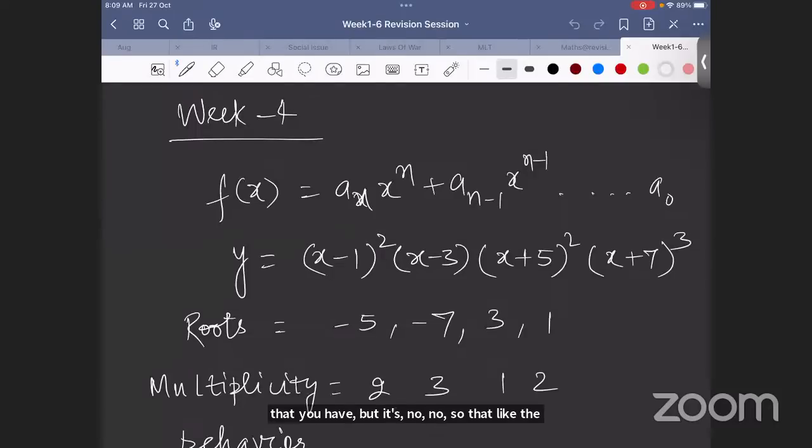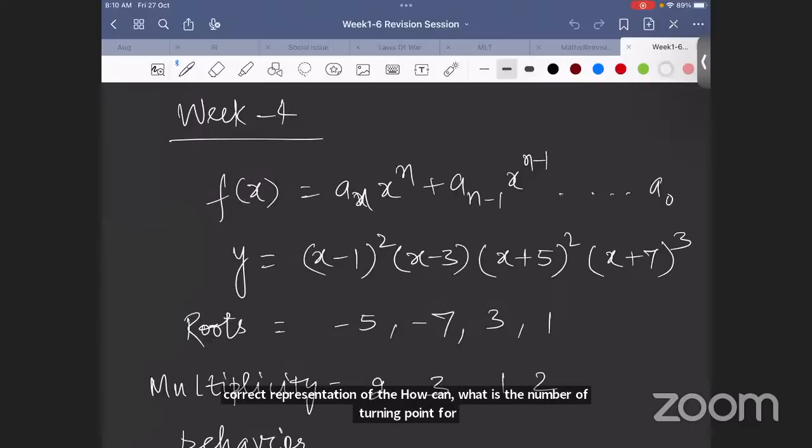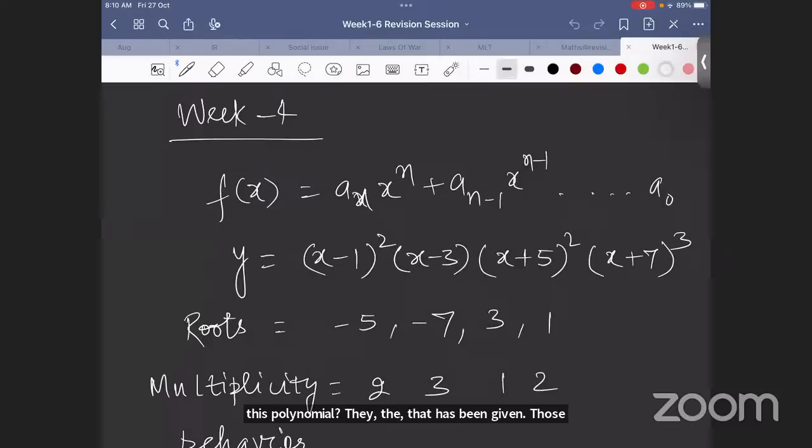The most important thing that you should know is, if you've been given a polynomial, will you be able to at least plot it, and if you have been given four options, which will be the correct representation of the given polynomial? What is the number of turning points for this polynomial, for the graph that has been given? Those are very important. If you have been given a polynomial, the remainder you have to count. What can be the degree of this polynomial? If you have been given q(x) and r(x), what will be the degree for the multiplication of these two polynomials?